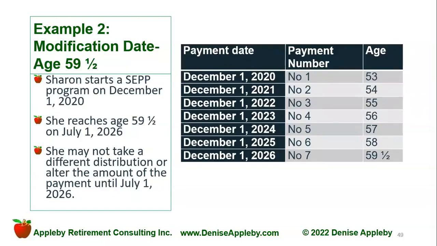Let's take a look at another example where Sharon starts a 72T program on December 1st, 2020, and she reaches age 59 and a half on July 1st, 2026. Now remember that payments must continue for 5 years or until age 59 and a half, whichever is longer. Sharon may not take a different distribution other than the 72T payment or alter the amount until July 1st, 2026.